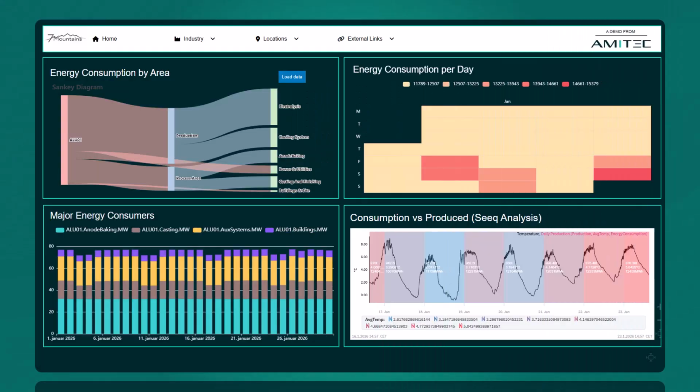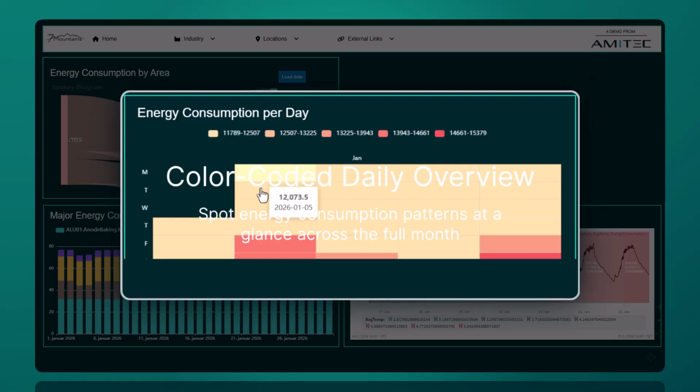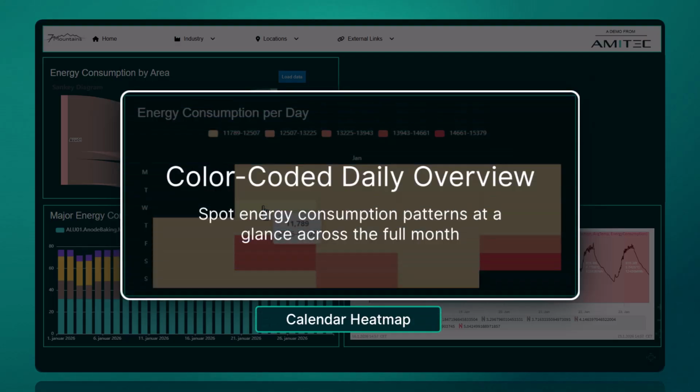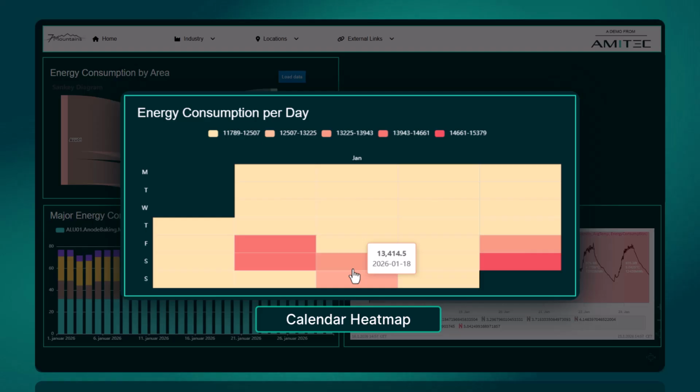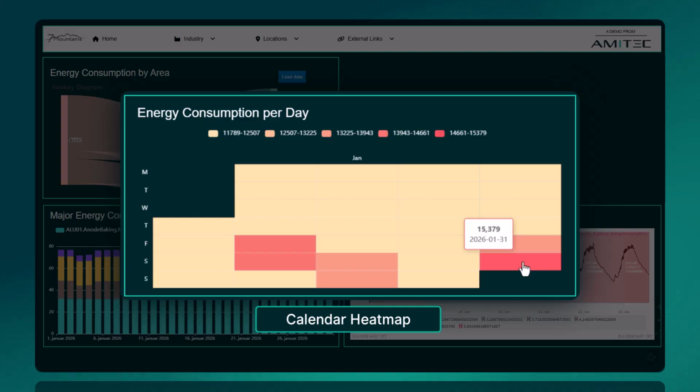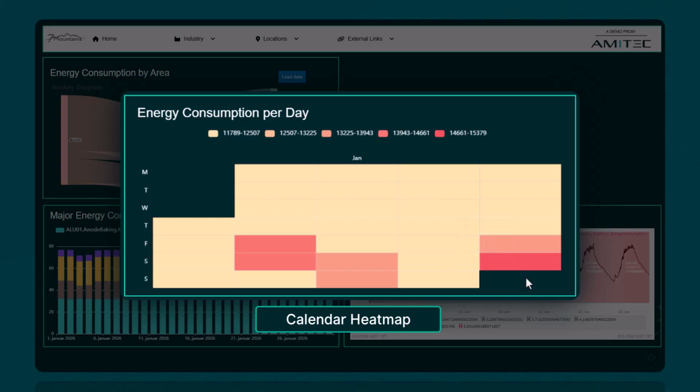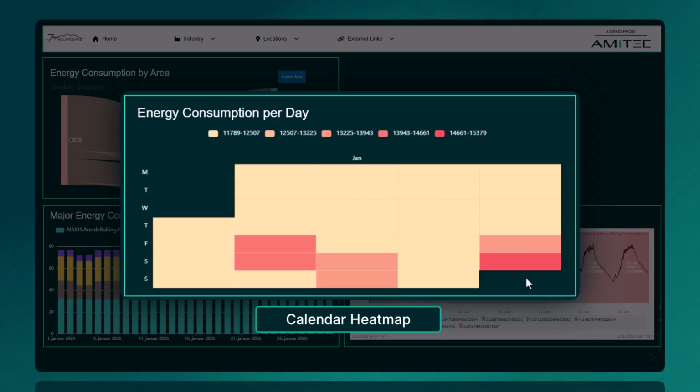Next, I can move to the calendar heatmap. This shows the total daily energy consumption across the month of January, using color intensity to represent how much energy was used each day. Lighter colors indicate normal operation, while darker or redder colors highlight days with higher than usual consumption. When I look at this heat map, I can immediately see that the operations are generally stable, but there are a few clear spikes in the middle and towards the end of the month.